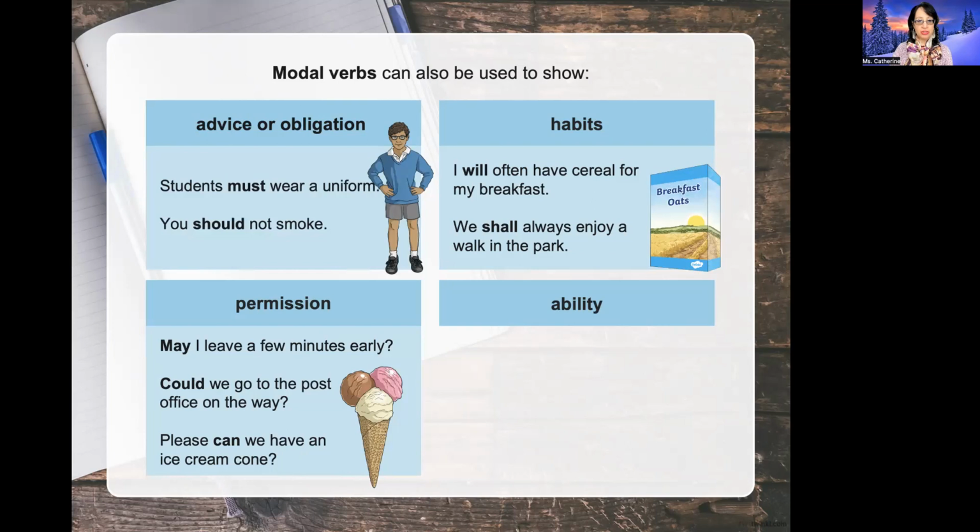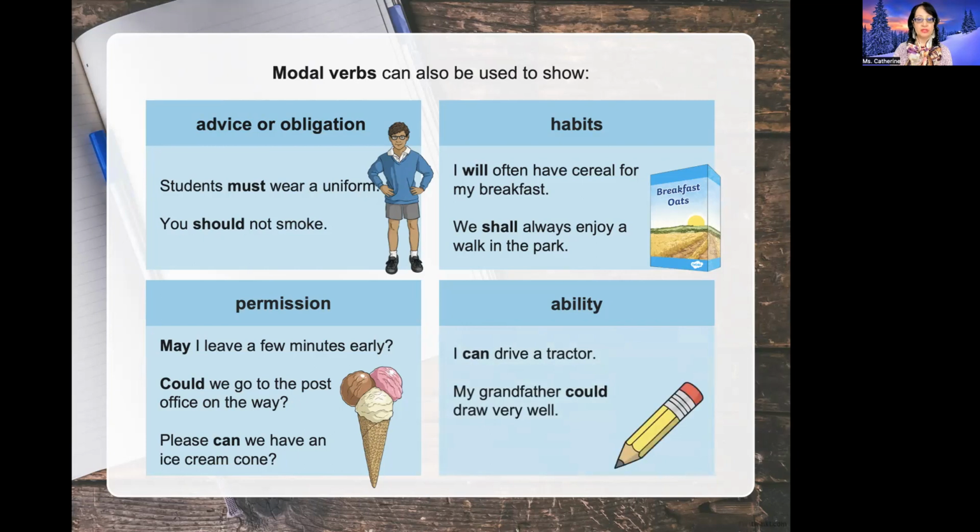Another permission modal verb would be, could we go to the post office on the way? Suggesting the future possibility. Please, can we have an ice cream cone? Good. Ability. This means you are capable of doing something. I can drive a tractor. My grandfather could draw very well. Now, modal verbs are quite difficult, so it takes a lot of practice.